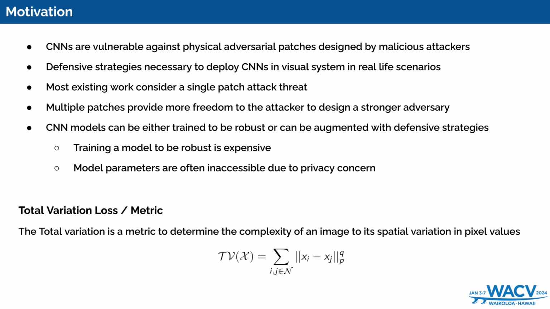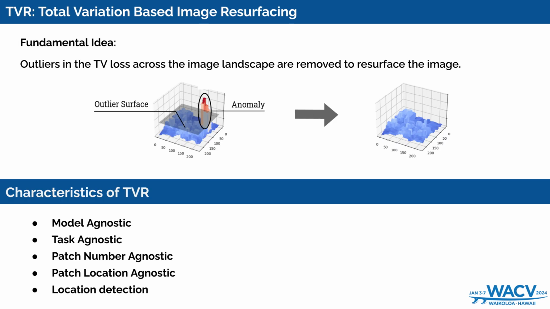The total variation is a metric to determine the complexity of an image by its spatial variations in pixel values, and it is given by the formula as shown here. You basically calculate the difference in the pixel values in a neighborhood and calculate the score.